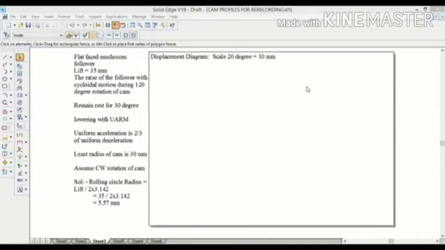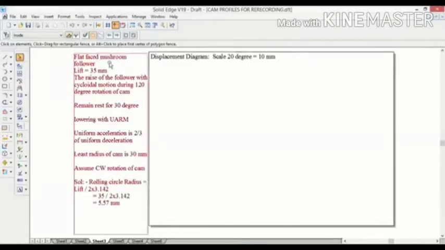However, the uniform acceleration is 2 by 3 times the uniform deceleration. The least radius of the cam is 30 mm. Draw the cam profile assuming clockwise rotation of the cam. This is the problem. To explain the cam construction, we are using SolidEdge V19. I kindly request the learners and students to draw on a book using drawing instruments.